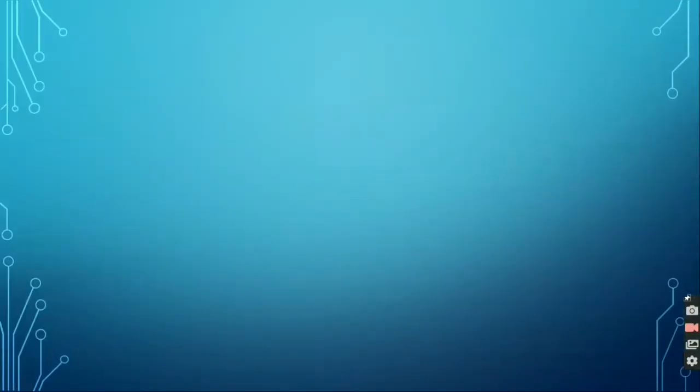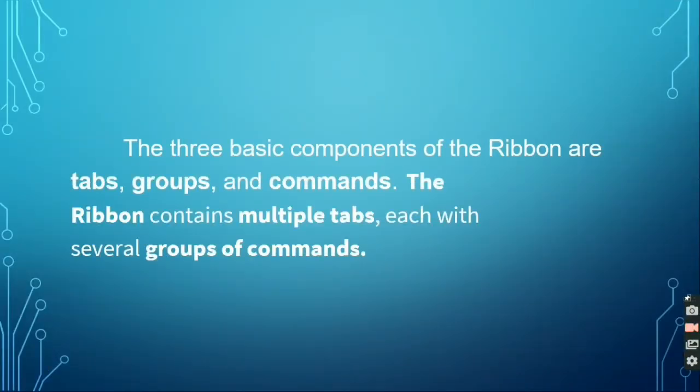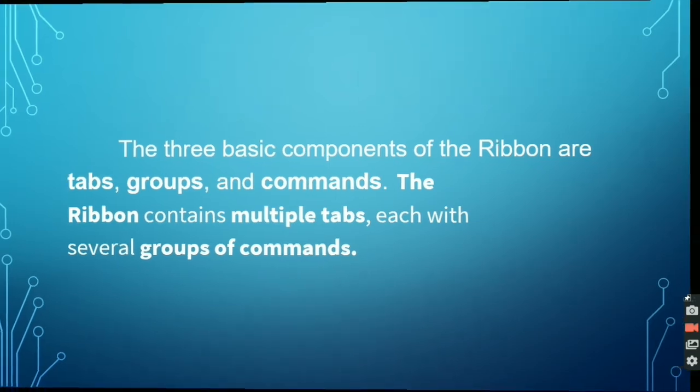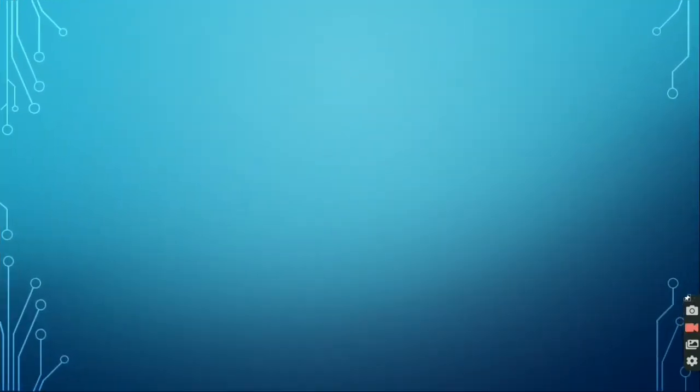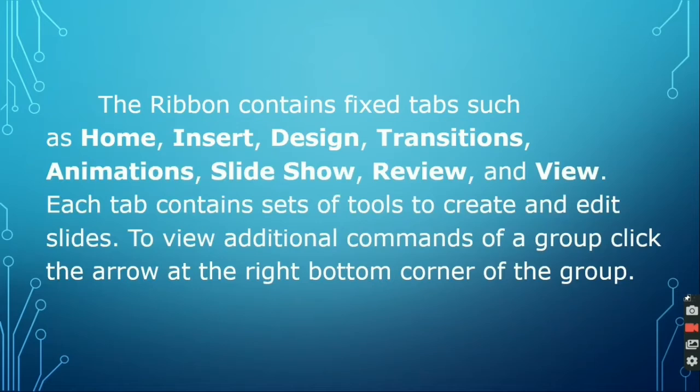The three basic components of the ribbon are tabs, groups, and commands. The ribbon contains multiple tabs, each with several groups of commands. So here, you can choose the tabs that you want that correspond to groups and commands. The ribbon contains text tabs such as Home, Insert, Design, Transitions, Animation, Slideshow, Review, and View. Each tab contains a set of tools to create and edit slides.